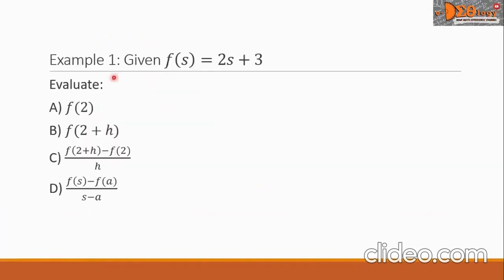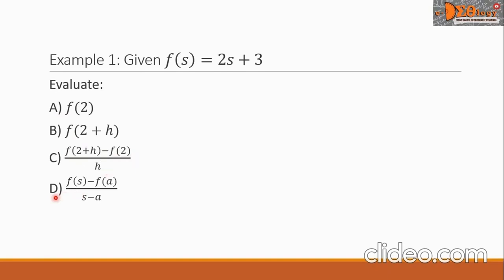Let us have example 1. Given the function f of s equals 2s plus 3, let us evaluate: letter a, f of 2. Letter b, f of 2 plus h. Letter c, a fraction whose numerator is the difference f of 2 plus h minus f of 2, all over h.